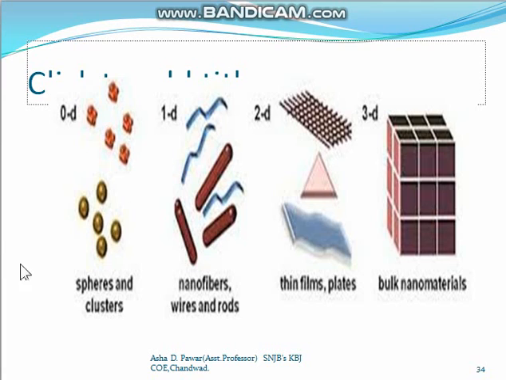These are the particles, pairs, clusters, that is zero dimensional: all three dimensions within the nanoscale. These are the fibers, wires, or rods: one dimension beyond the nanoscale and two dimensions within the nanoscale. In this one, one dimension is in the nanoscale and two dimensions are beyond the nanoscale. And this is the bulk nanomaterial. We say a 3D nanomaterial is nothing but the bulk nanomaterial, with all three dimensions beyond the nanoscale, that is, greater than 100 nanometer.